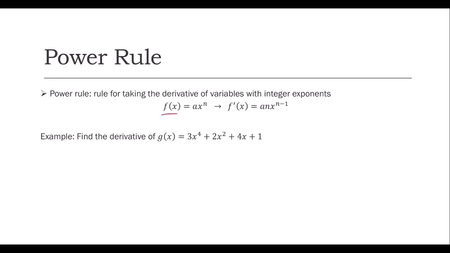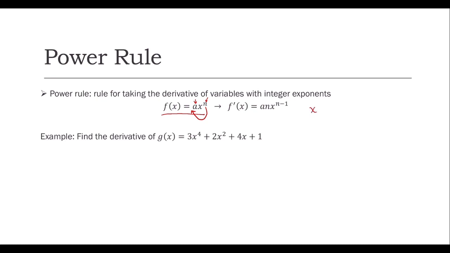So if your original function f of x equals some constant a times x to an integer n, then for your derivative, you would take that n number and multiply it by your a value, and then your exponent would decrease to whatever the n value was minus 1.